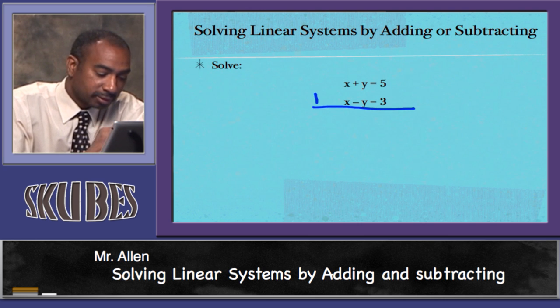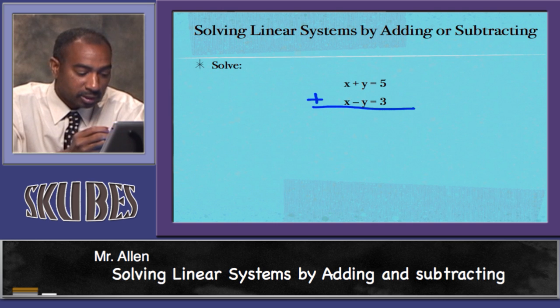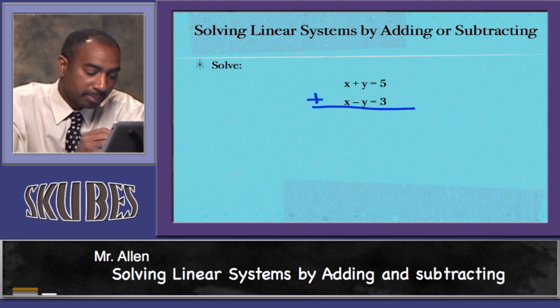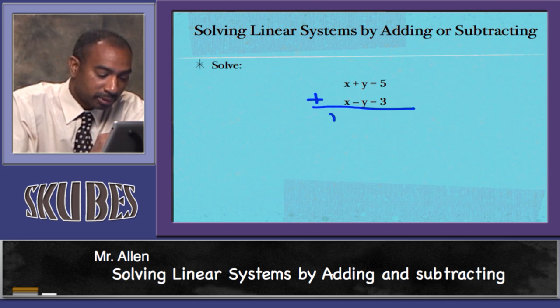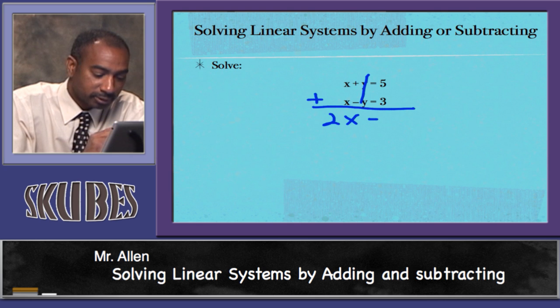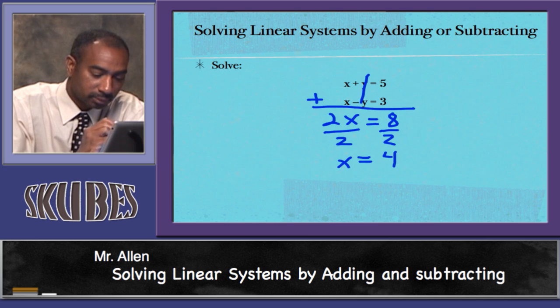If we were to add these together, you'll notice the y variables are opposites. You have positive y and negative y. So if I add them together, I get 2x, and the y's will cancel out, equals 8. And I simply divide both sides by 2, and that tells me that x is 4.